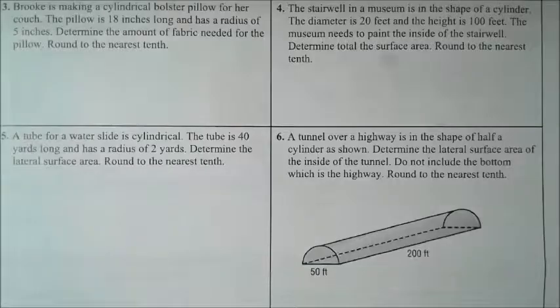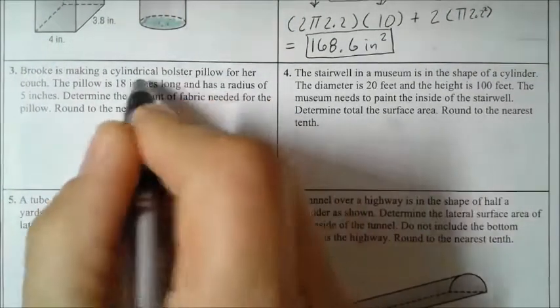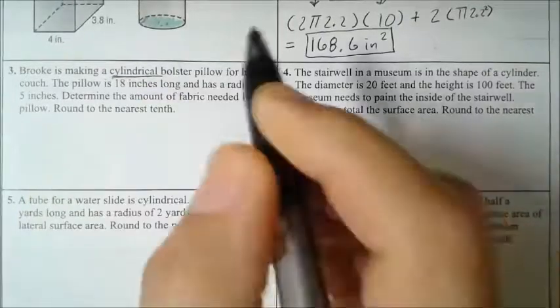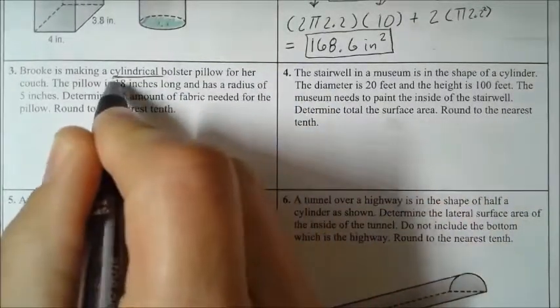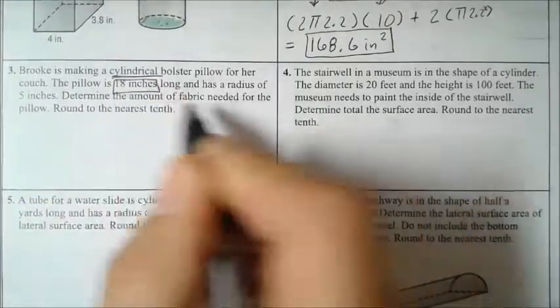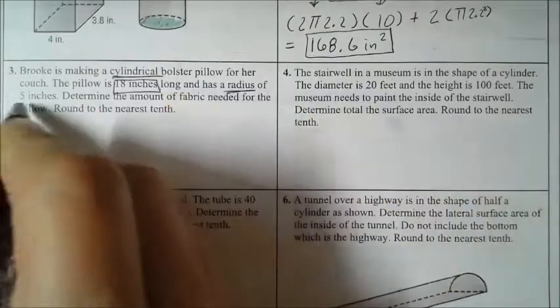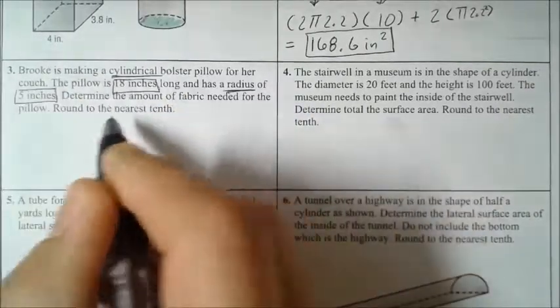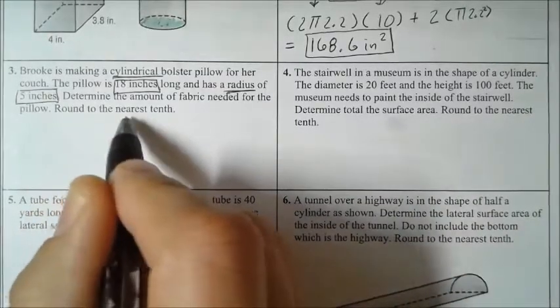Now, alright, let's go ahead and take a look at number 3 and see what we can do with it. So on number 3, it says Brooke is making a cylindrical, we're going to underline that, that's a key word, bolster pillow for her couch. The pillow is 18 inches, so we're going to box that, long, and has a radius, underline that key word, of 5 inches. We're going to box that. Determine the amount of fabric needed for the pillow. Round to the nearest tenth.